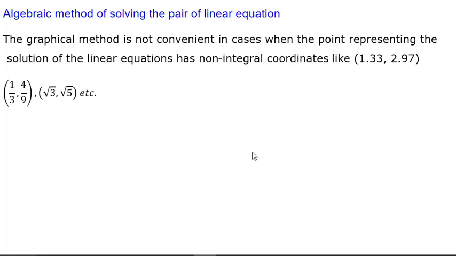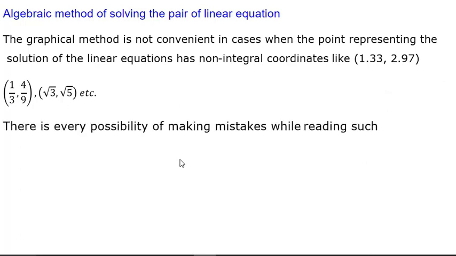Either we will say that it is 1.5, 3, or 1, 3, like that. So there is a full chance of mistake, of finding the wrong solution, in case the solutions are like this. There is every possibility of making mistakes while reading such coordinates.